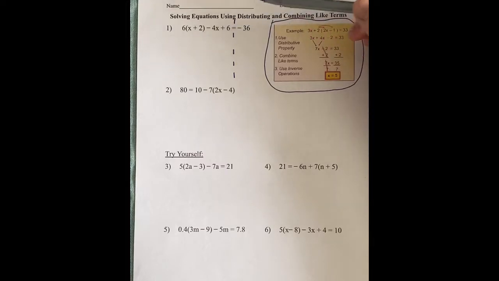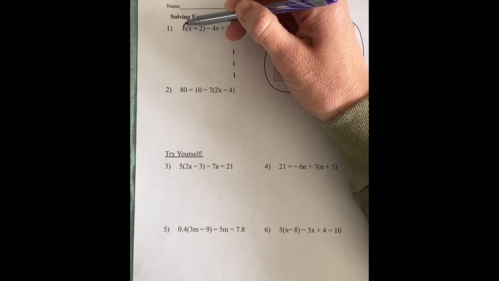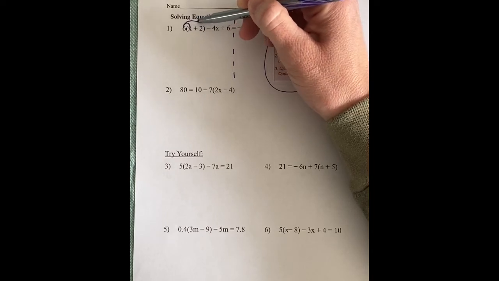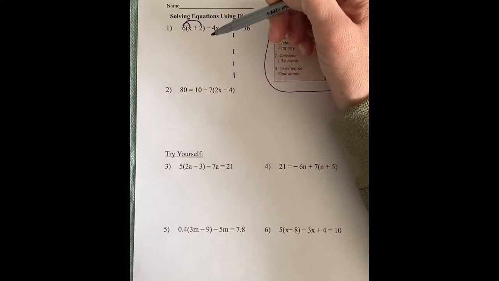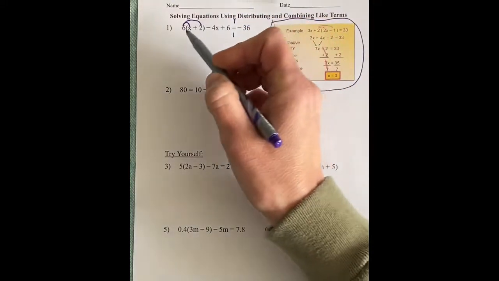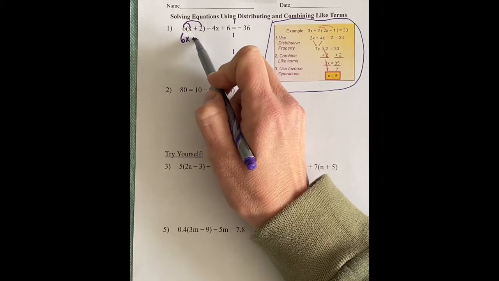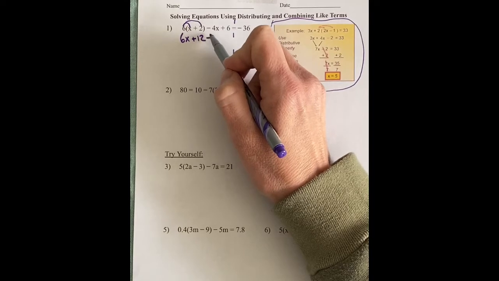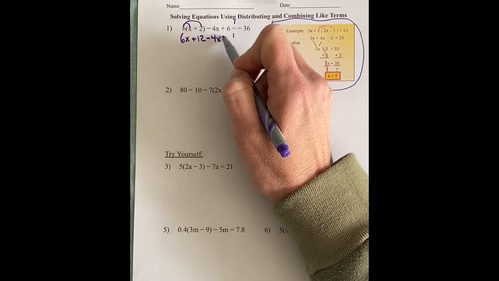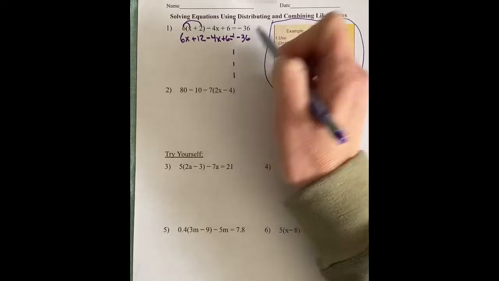So for question 1, first thing I have to do is multiply the 6 with the x and the 6 with the 2. Only the numbers in the parentheses get multiplied with that outside number. So now that will give me 6x plus 12, because 6 times 2 is 12. Now I have to bring down minus 4x plus 6 equals negative 36.